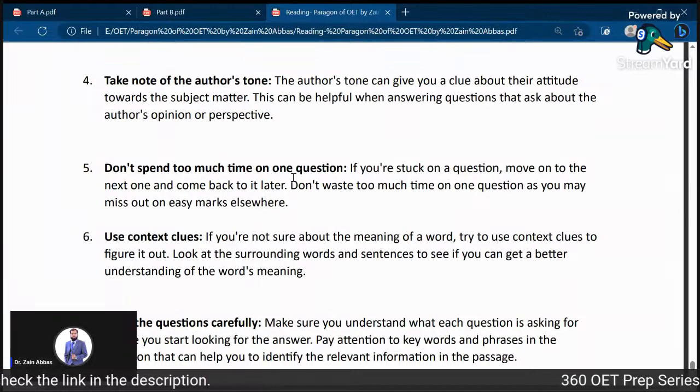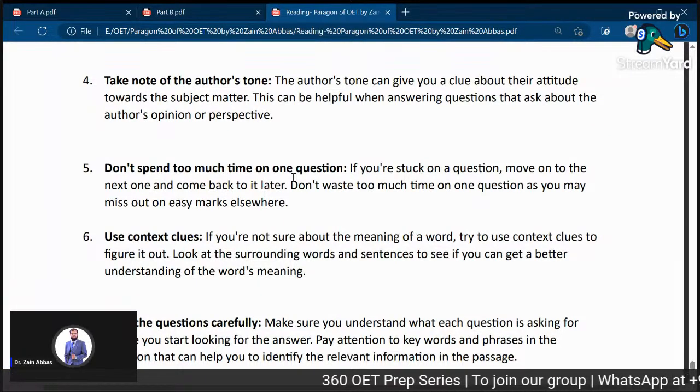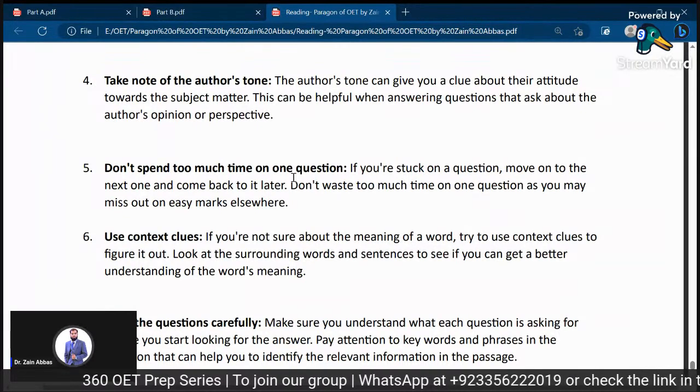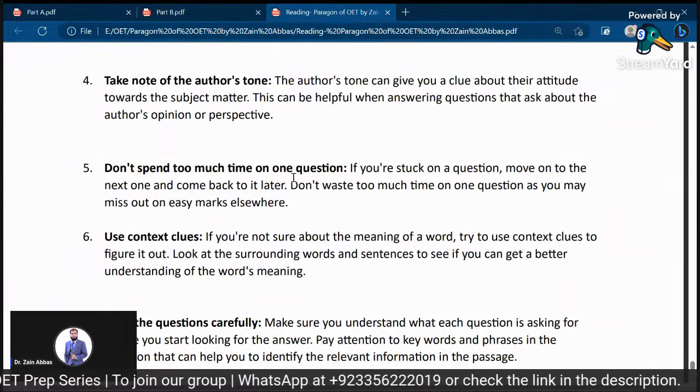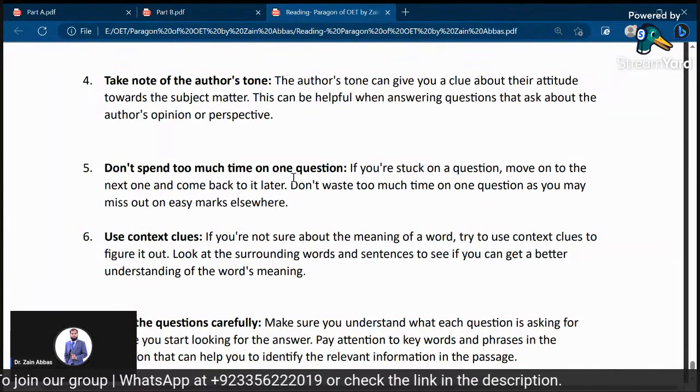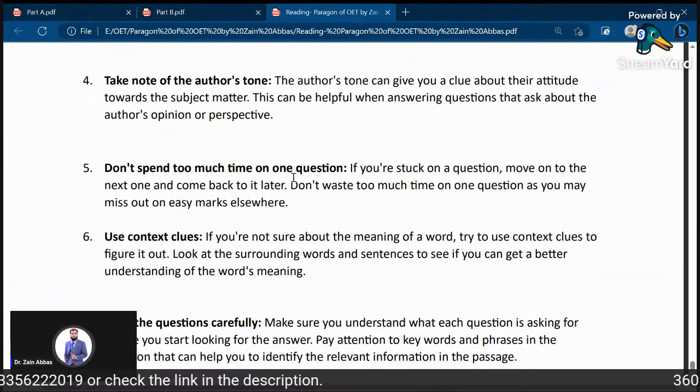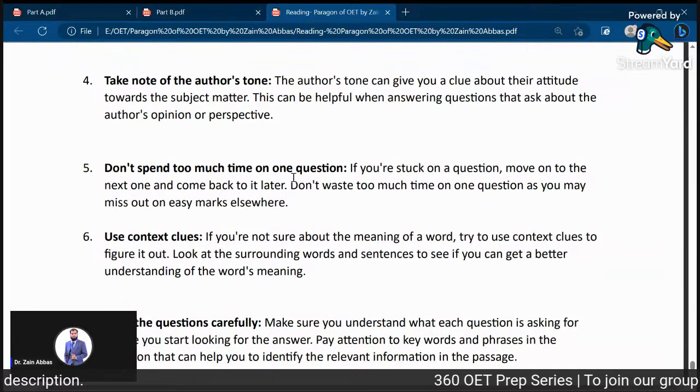But in our reading section, or reading subtest of OET, you don't need to worry about missing one question. If you are taking too much time to understand a question, just leave it, solve the others, and come back to it again. Okay, because your text is there, your question is there, and you don't need to worry about missing questions.